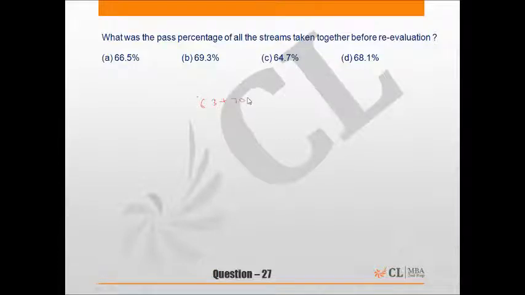63 plus 70 plus 38 plus 54 plus 61 divided by 90 into 4 for 4 branches plus 60, into 100, or this can be written as 286 upon 420 into 100, which is approximately 68%. The closest option is 68.1%, so the answer is option D.